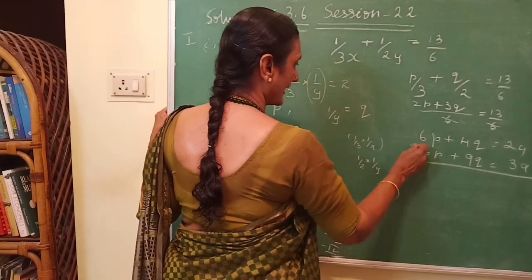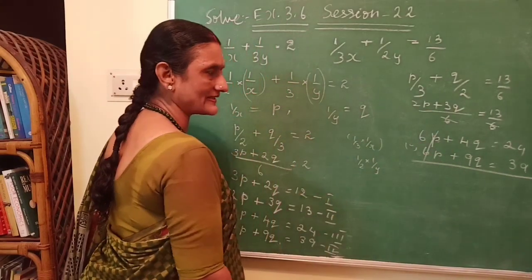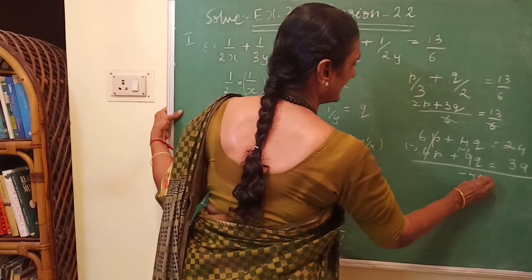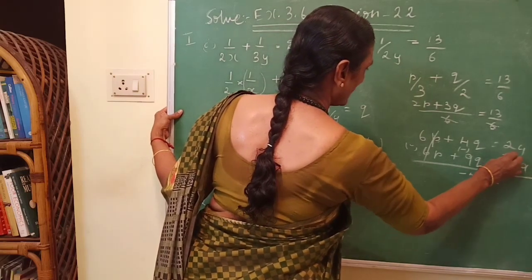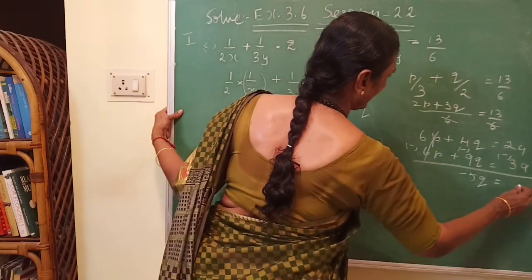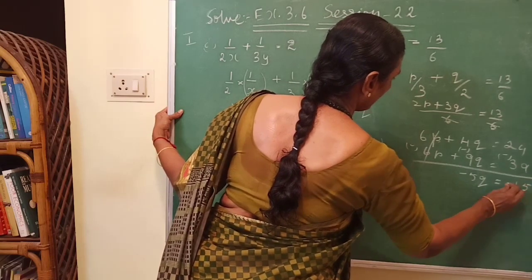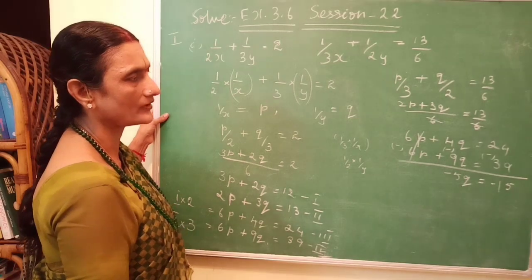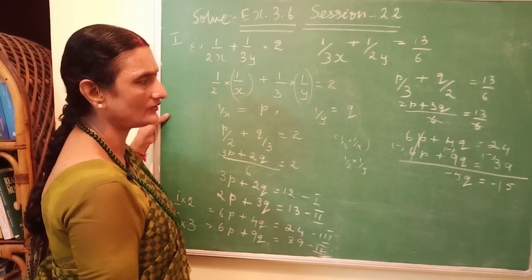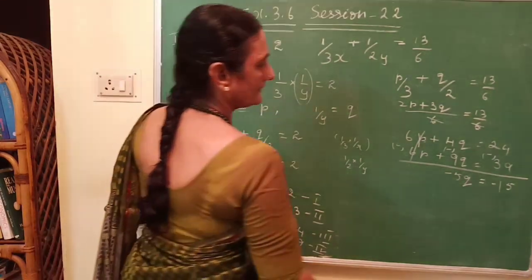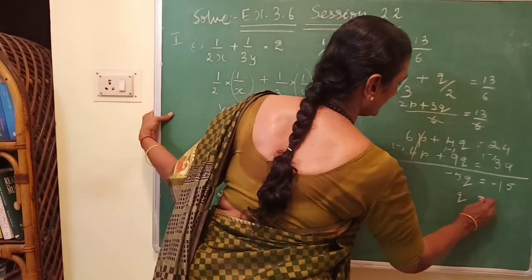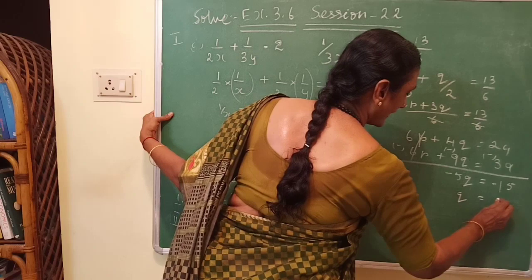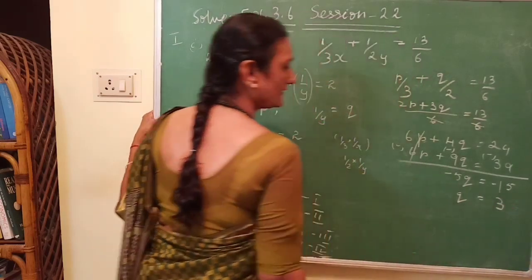Now on subtraction, the p terms will get cancelled. So here 4q minus 9q gives you minus 5q. This is equal to, on subtraction you tell me, that becomes 15 with a negative sign. Is that clear to you? So 24 minus 39 gives you minus 15. Therefore q is equal to, both the negatives will balance to become positive. So I get 3.